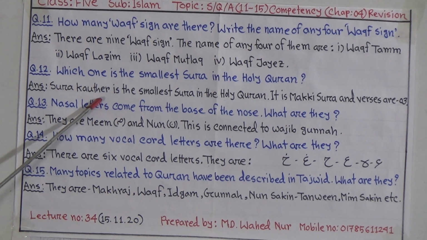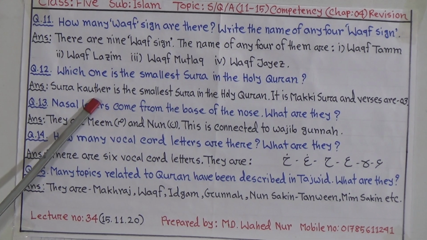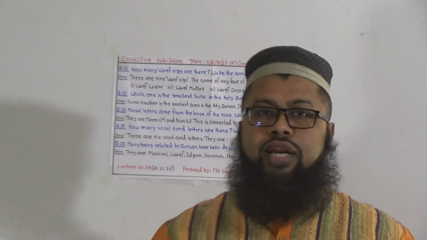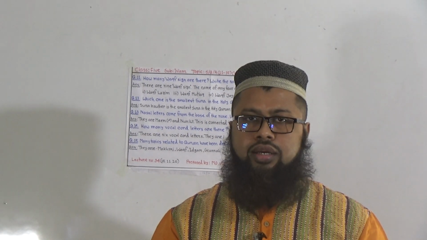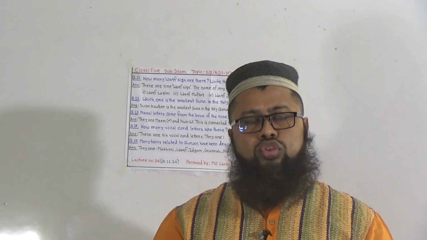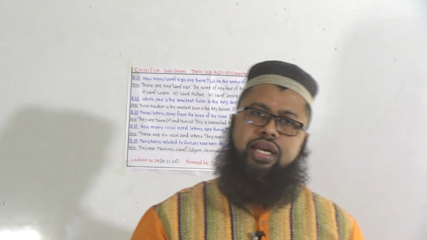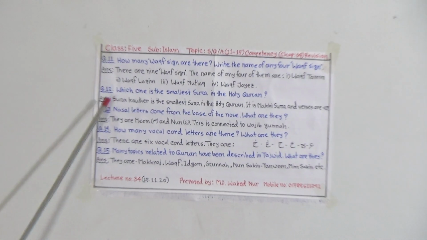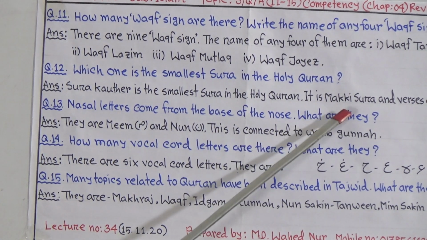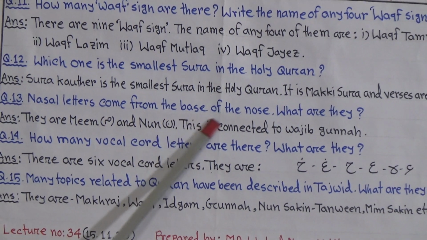K-A-U-T-H-E-R. It can be uttered as Kautar, but there is the letter tha in the Arabic word, that's why I wrote T-H-E-R. If I pronounce the Arabic, it will be Kauthar, because there is the tha letter. That's why I wrote K-A-U-T-H-E-R. If you want to write K-A-U-S-A-R, that's no problem, you can write that also. So Surah Kausar is the smallest surah in the Holy Quran, it was revealed in Makkah, and there are only 3 verses.